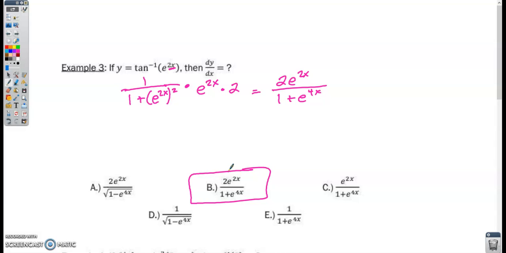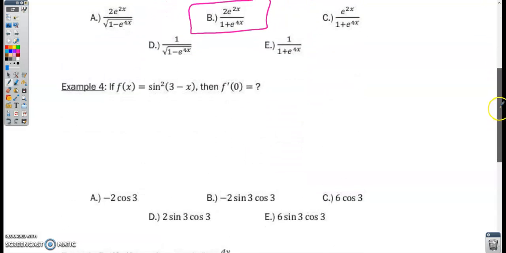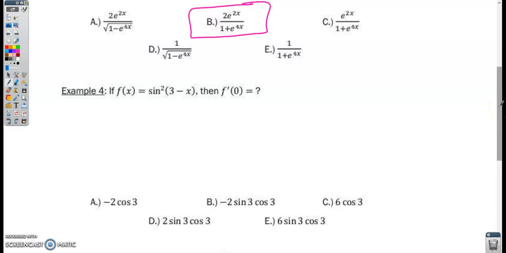All right. Up next, example 4. Let's take a look at what example 4 looks like. If f of x is equal to sine squared of the quantity 3 minus x, then f prime of 0 is equal to what? I frequently recommend that when you have sine or any trig function raised to a power like this, that even if you don't rewrite it, you make sure you think about it as sine of the quantity 3 minus x raised to the second power, so that we can keep our chain rule applications in order here.